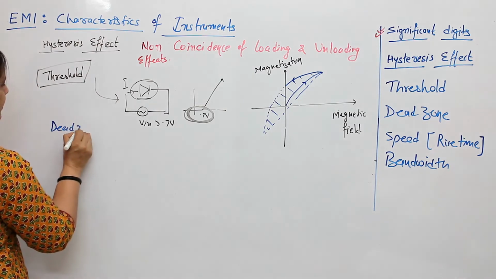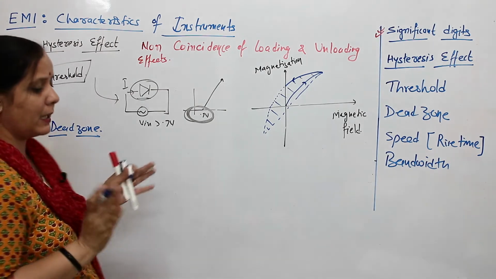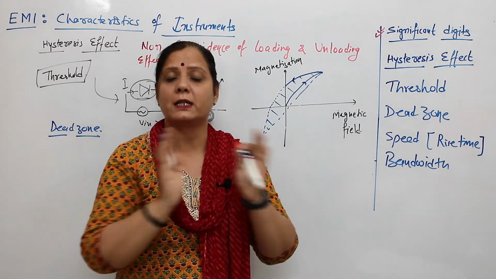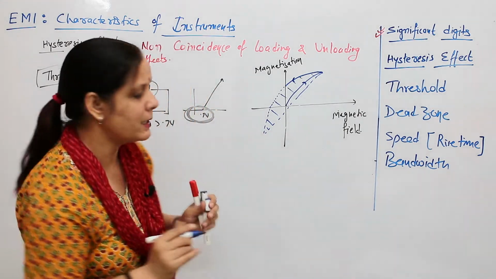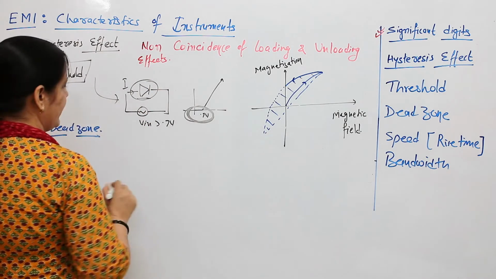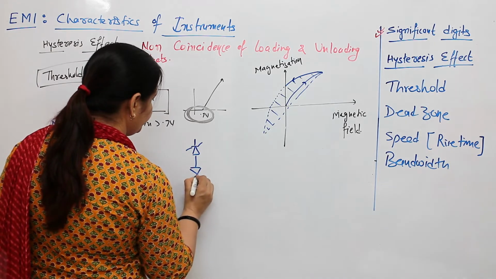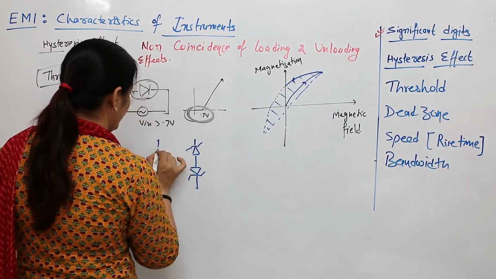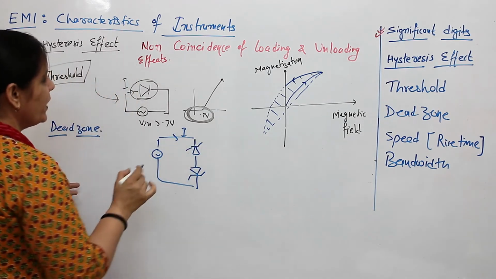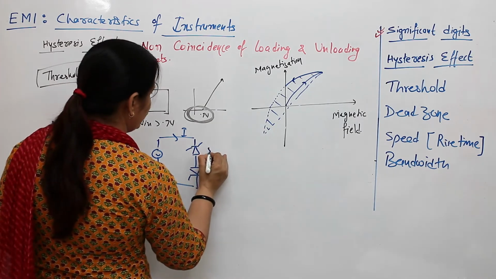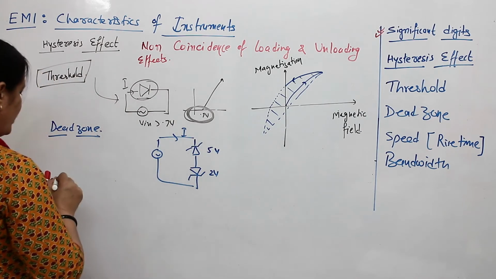Students most of the time get confused about the threshold and dead zone. Dead zone is a range of inputs where there is no output, there is no response you notice in the circuit. So to explain the dead zone, we can take an example that we are having two Zener diodes, and we are applying some input and we have to measure the output current. For example, this diode has a Zener breakdown of 5 volt, this has a Zener breakdown of 2 volt.